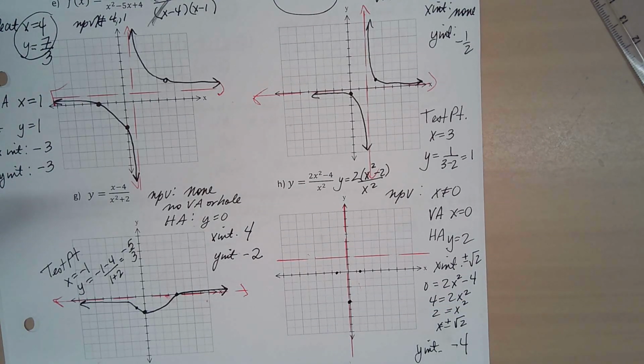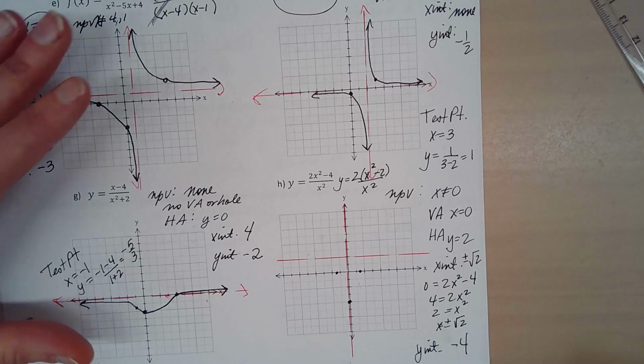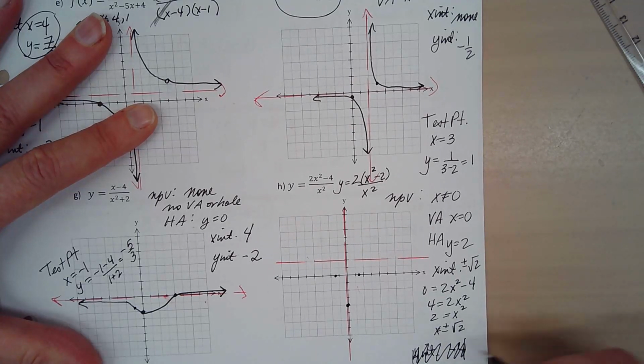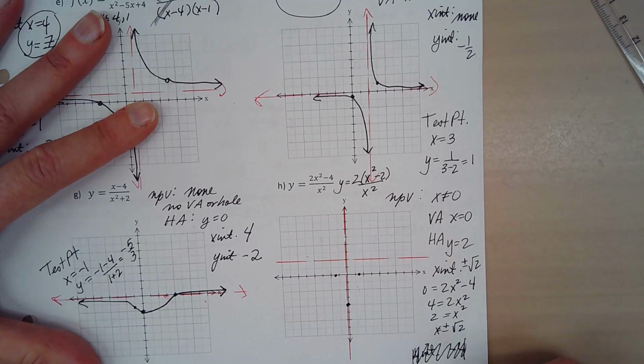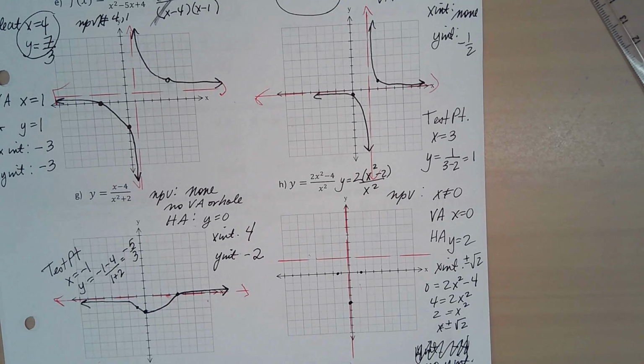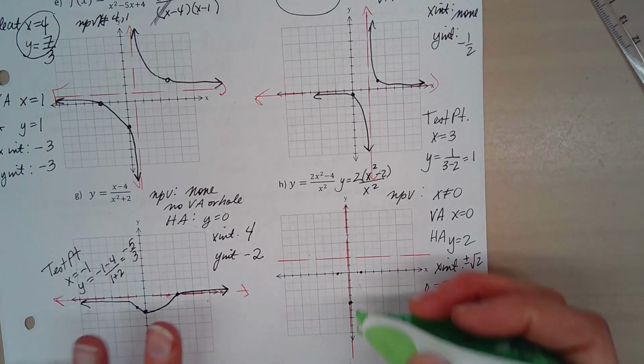Sorry? Oh, sorry about that. Yeah, thank you guys. Oh, because that's my non-permissible value, right? If I put 0 on the bottom, thanks, Joanna. No y-intercept. Got to take that out. Thank you.